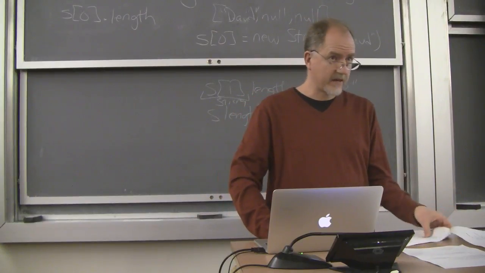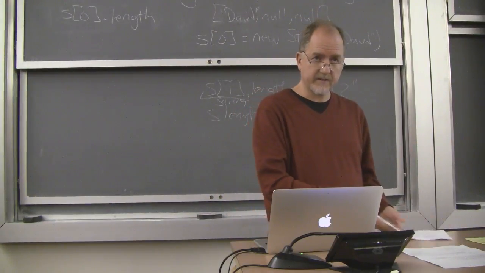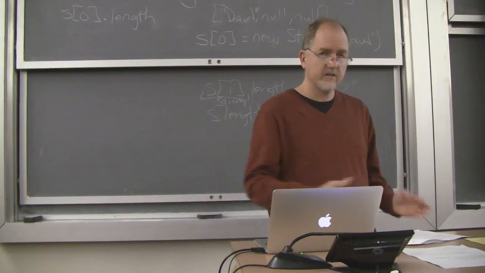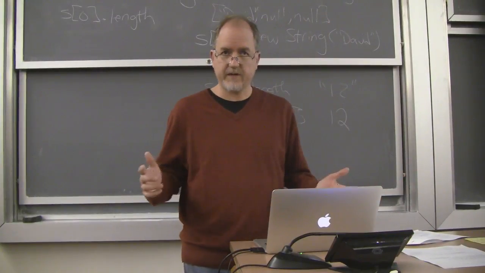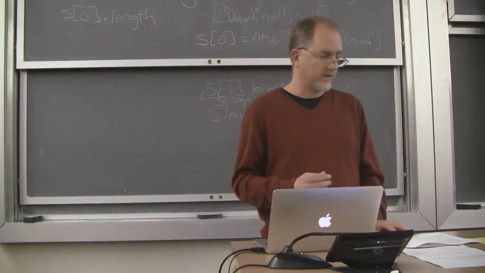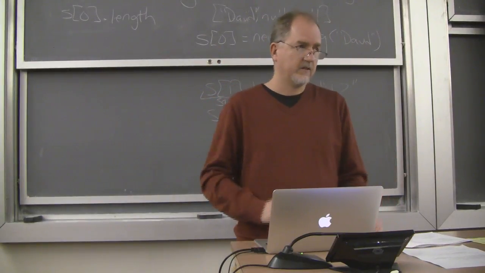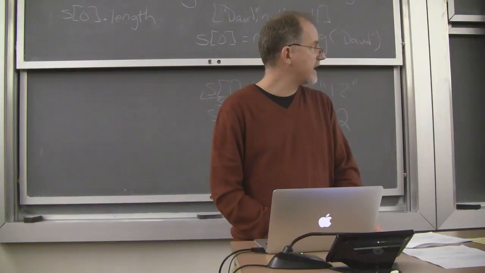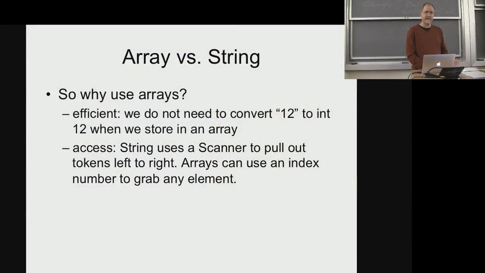Okay, so questions on that? There are pluses and minuses on each data structure. Scanner holds general things, but it's slow and the access is very fixed. Arrays are more efficient and have general access, but they're restricted to one kind of data per array, right? So just keep that in mind. There's reasons to have two different styles of things here.